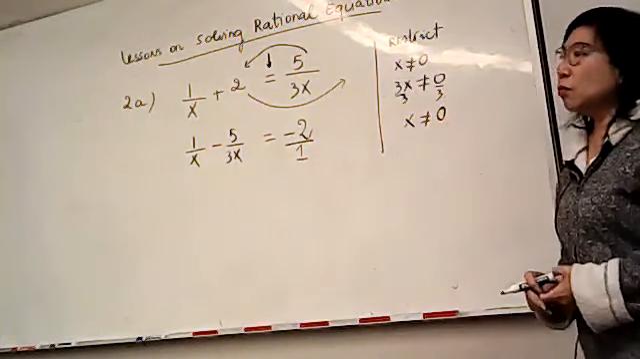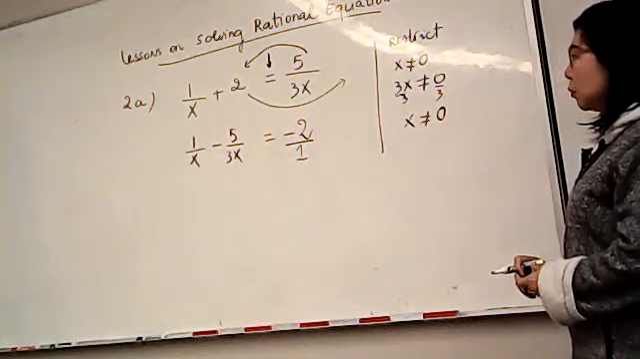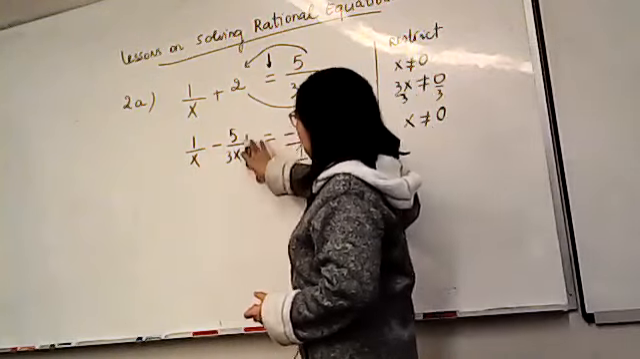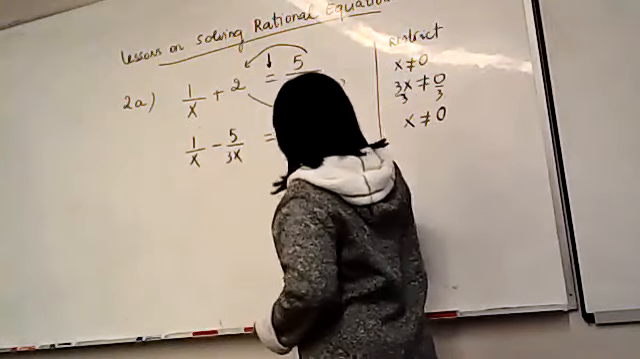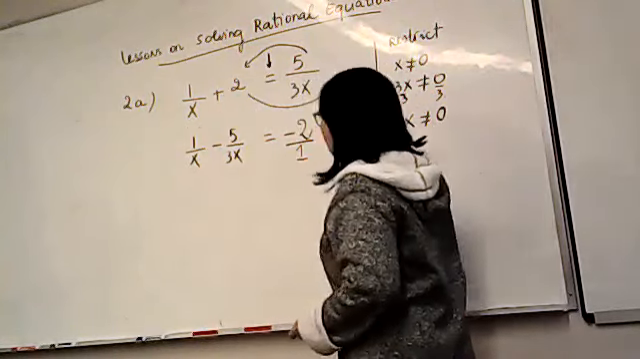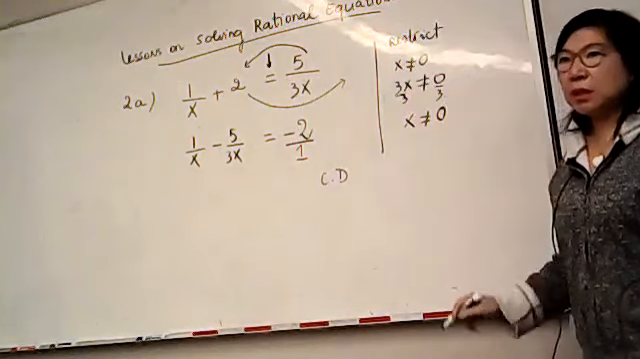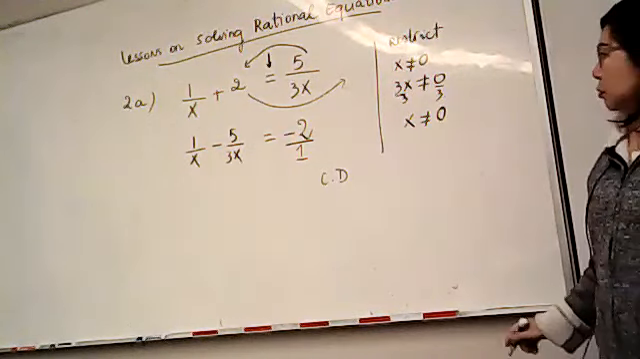Okay, now what do we do next? After we create the fraction, we look for the common denominator. What is the common denominator in here? 3x. 3x.